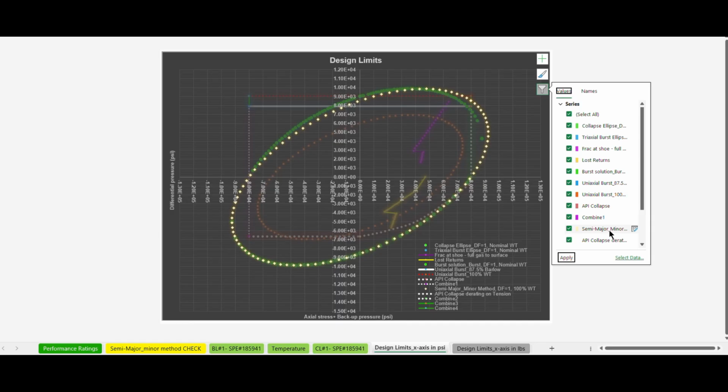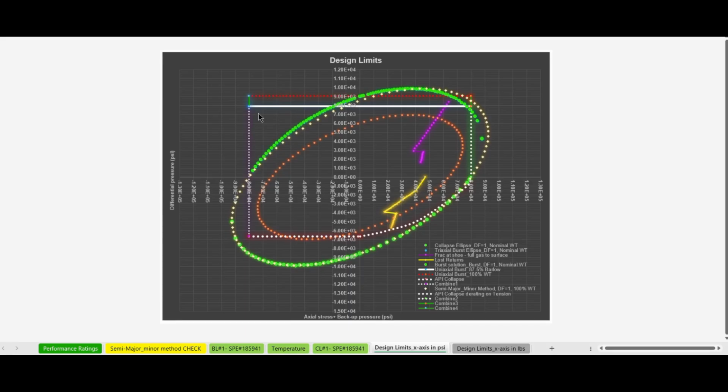All right. So what we need to talk about next is the uniaxial limit, of course. So you see here, this is the 100% wall thickness, right? I plotted that one to show the comparison with our burst ellipse. The burst ellipse and the 100% wall thickness uniaxial limit cross at very similar points. So this is one thing to note.